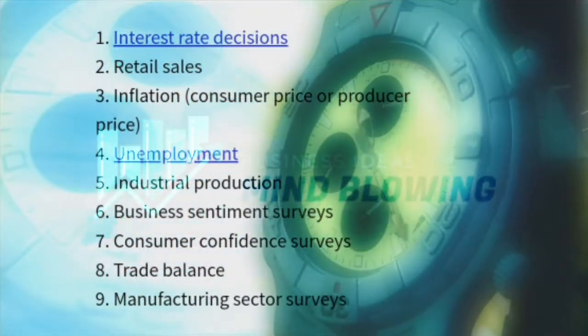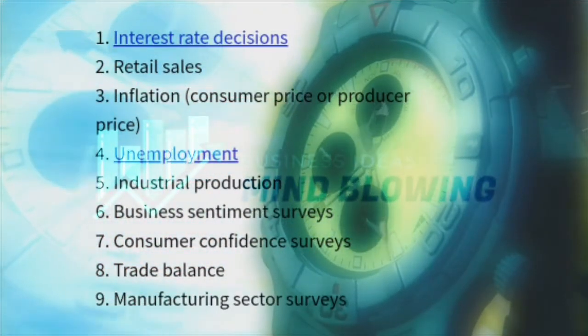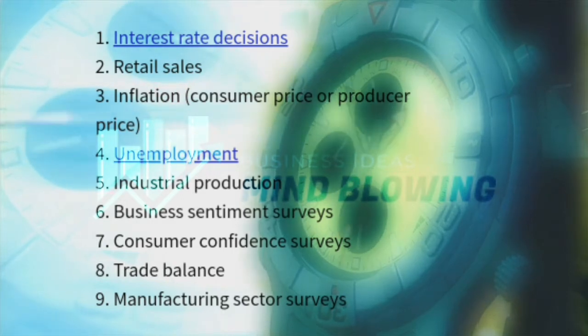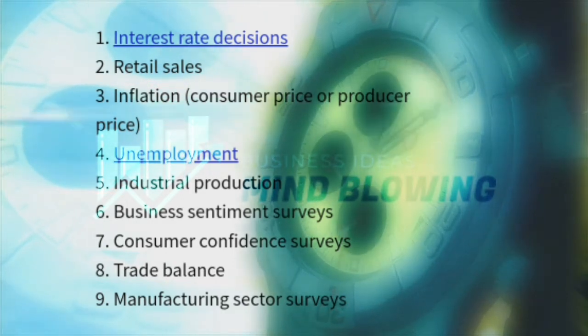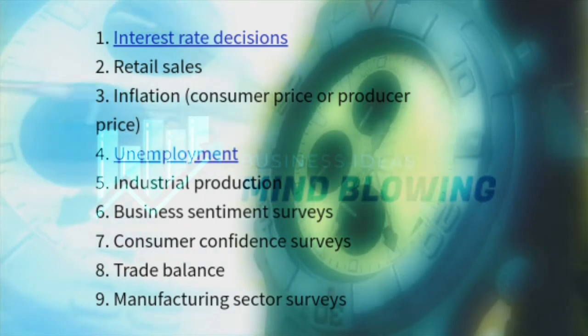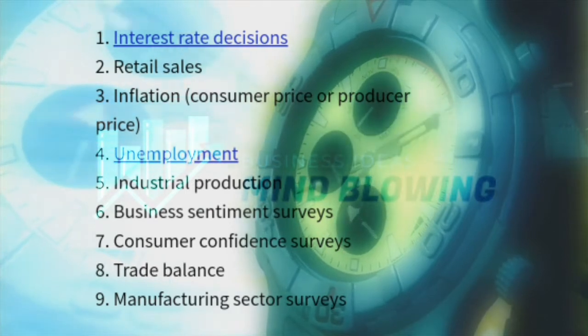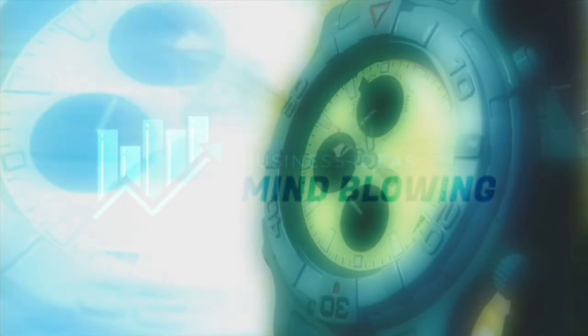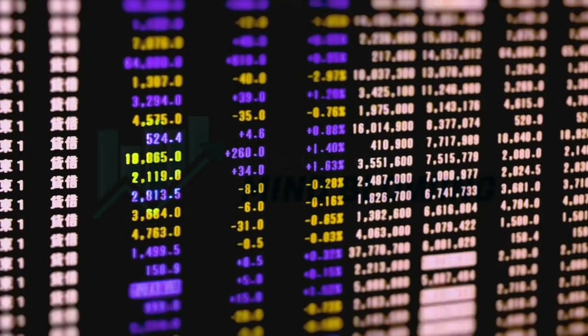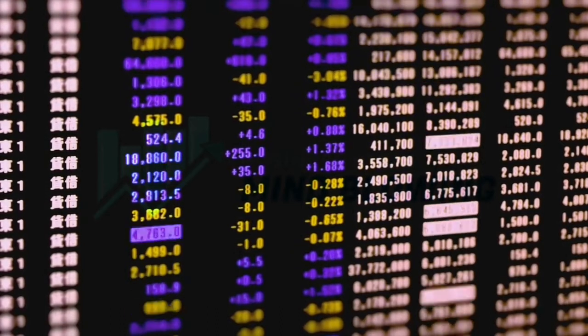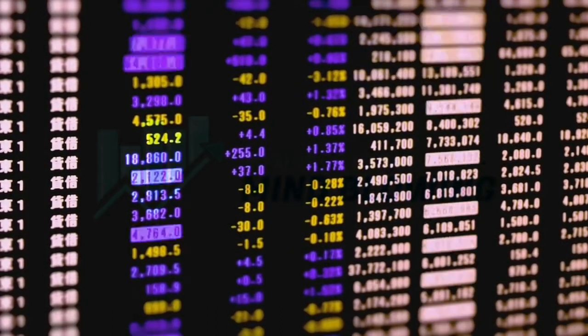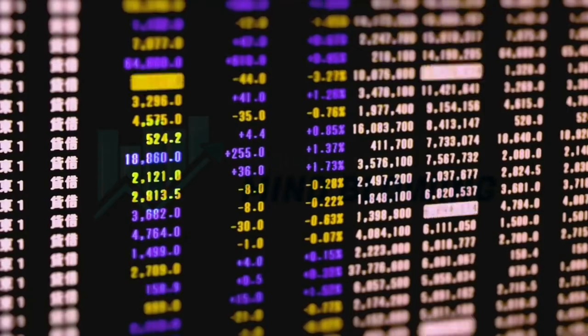2. Retail sales. 3. Inflation, consumer price or producer price. 4. Unemployment. 5. Industrial production. 6. Business sentiment surveys. 7. Consumer confidence surveys. 8. Trade balance. 9. Manufacturing sector surveys. Depending on the current state of the economy, the relative importance of these releases may change. For example, unemployment may be more important this month than trade or interest rate decisions. Therefore, it is important to keep on top of what the market is focusing on at the moment.